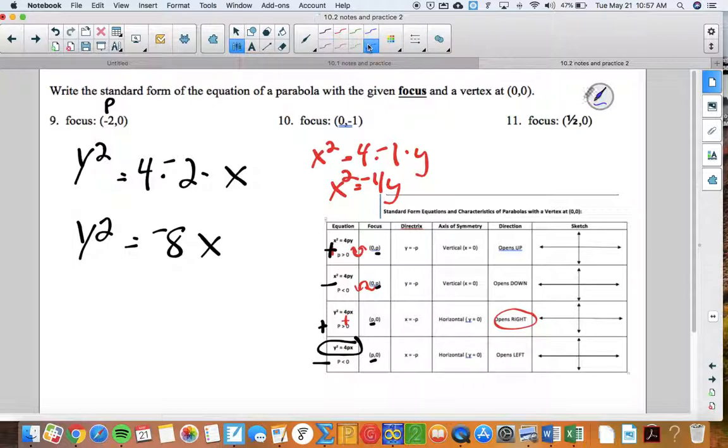Lastly, for this row, they give us our p-value as an x, which would be down here. So we're dealing with the y squared, but it's positive, so it's going to be this third row. I'm going to copy this template right here. y squared equals 4 times, now we know p is 1/2, times x. So y squared equals 2x. Last row, home stretch.